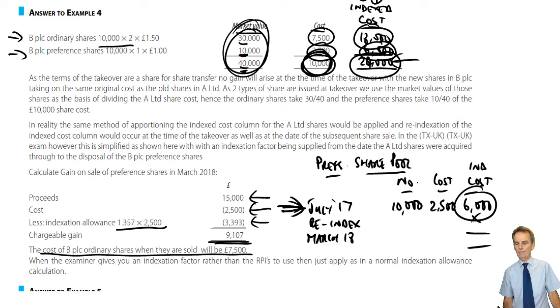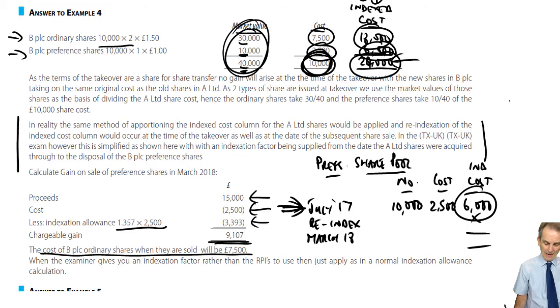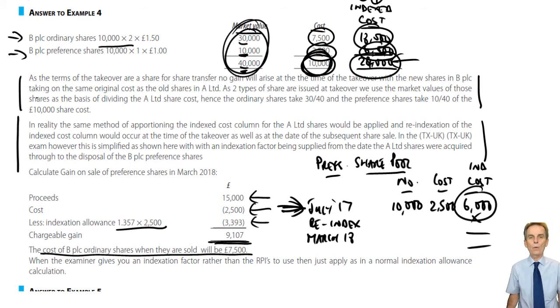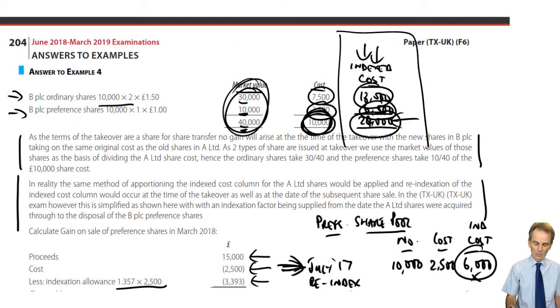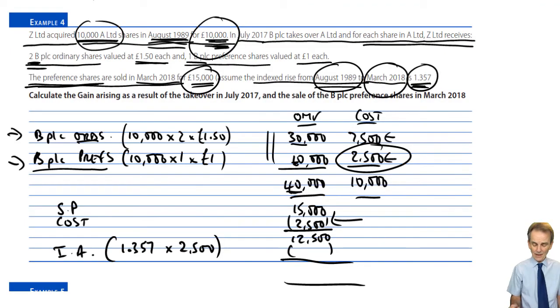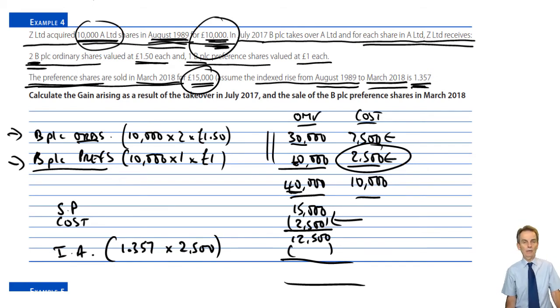It ain't rocket science. Okay, now again, that information about what we should be doing in real life is given there, but what we have had to do here, and we'd expect to see again in a real exam question, is just not worry about that index cost column at the time of the takeover here. That is not going to be required, because all they do in the question is give you the index rise from when you first bought your A Limited shares to when eventually you sell the shares you acquired on the takeover, or here some of those shares, this being the preference shares. Right.